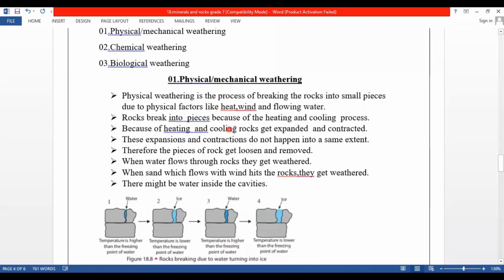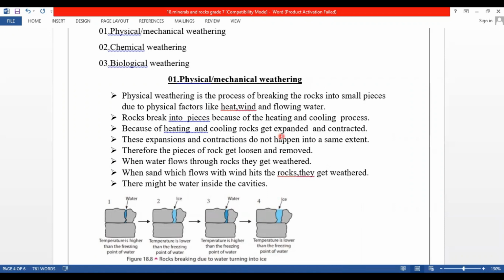Because of heating and cooling, rocks expand and contract. Expand means the size is increasing. When something is heated, normally solid, liquid, gas, all three, they expand. The size increases. The rocks are also like that. When they are heated, they expand, but when they are cooled, they contract. Contract means the size is decreasing.